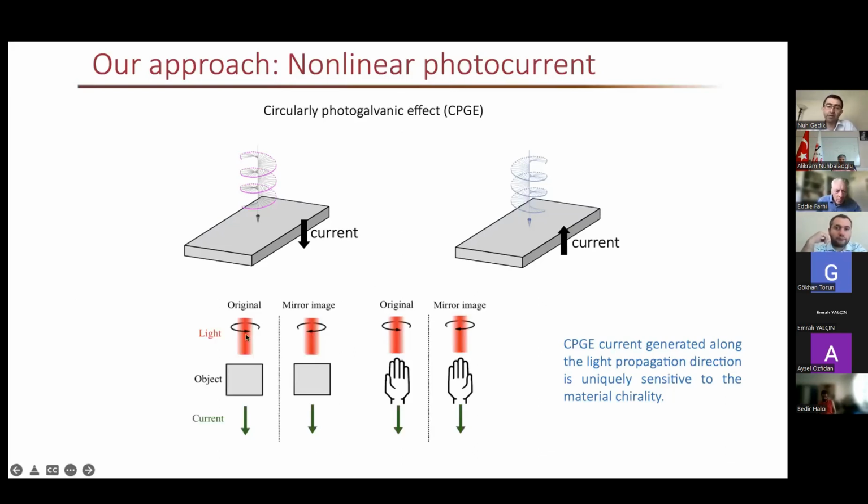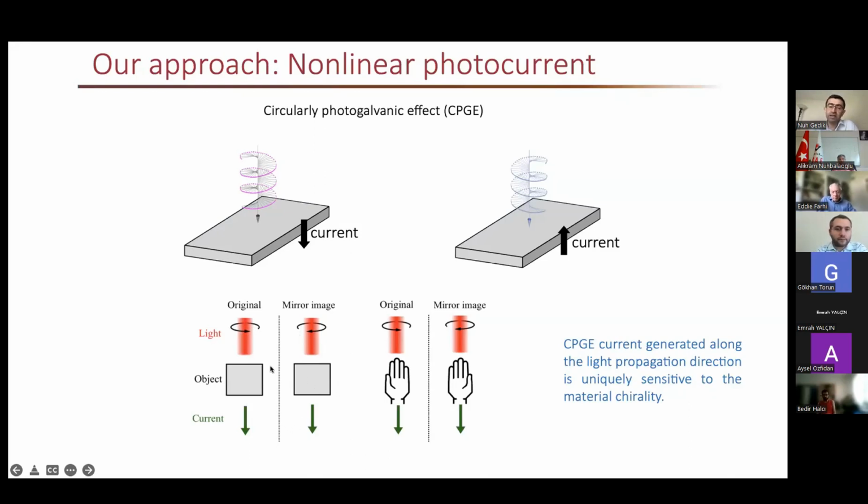Let's imagine an experiment where I am shining circularly polarized light into a sample that's not chiral, and let's say there's some photocurrent flowing in this experiment. Now, if I look at the same experiment in the mirror, my left circularly polarized light becomes right circularly polarized. The object is not chiral, so it looks the same. The current also looks the same. So you can see that changing the polarization of the light to right circularly polarized is effectively viewing the same experiment in the mirror, and the current doesn't change.